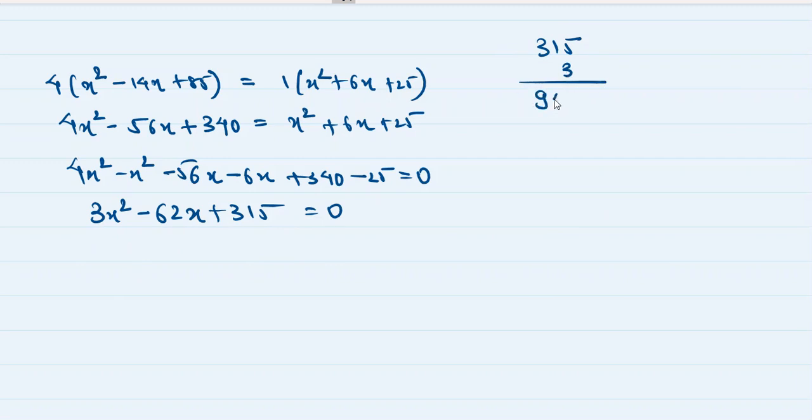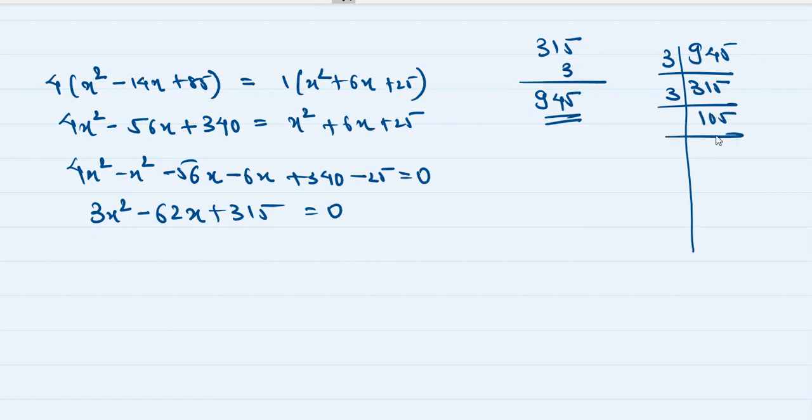So this will be 945. 315 multiplied by 3 is 945. And if we take out the factors of 945, let's do the factorization. 315 is 3 times 105, 105 is 3 times 35, 35 is 5 times 7. Right, 3 threes are 9, 1 3 5s are 15. So these are the factors and we want minus 62 as the sum or difference of any two numbers which will come out from these factors.